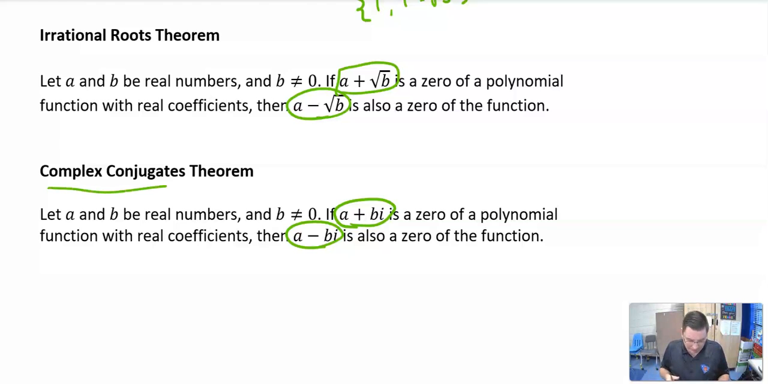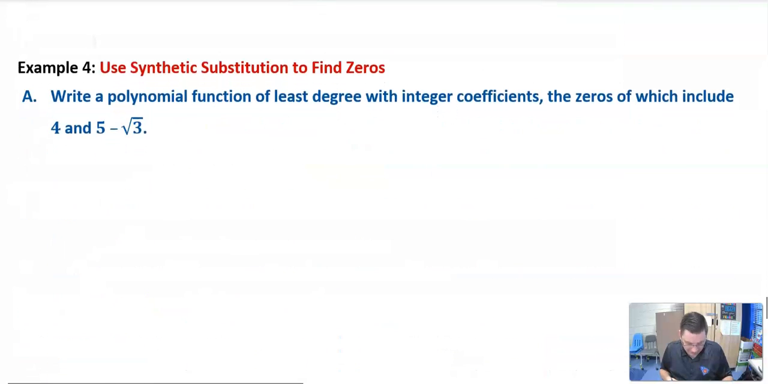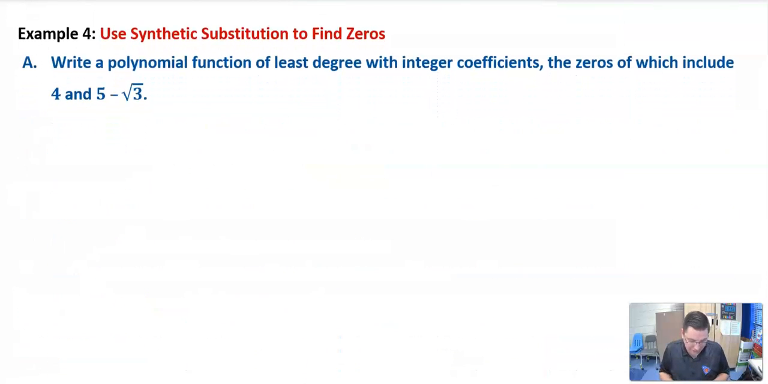Now, let's see what that does in our final example here. We want to use synthetic division and write a polynomial function of least degree with the given zeros, which include 4 and 5 minus the square root of 3. So we're actually working backwards from what we did in example 3. In example 3, we were given the graph and asked to find all the zeros. In this example, we're trying to build the function back with integer coefficients. So watch what happens here.